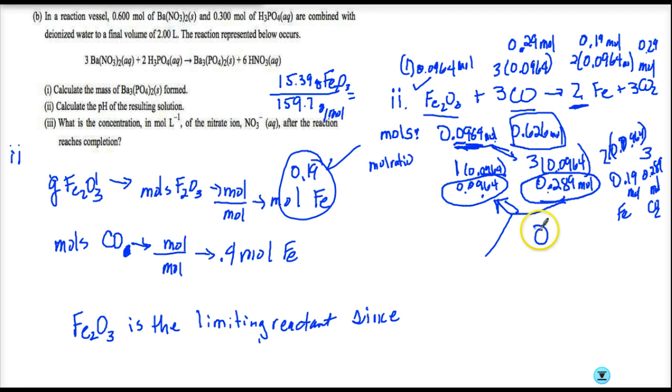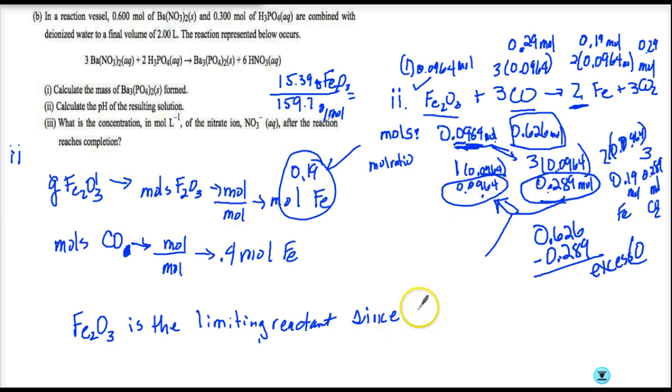At the end of the day, I could tell them how much I have left over. I started off with this amount, and I'm only going to use this amount. So if they want to know how much is in excess, I can tell them that is my excess CO. That's not enough to answer this question. This question says, what's the limiting reactant? Prove it. Well, I just did this.